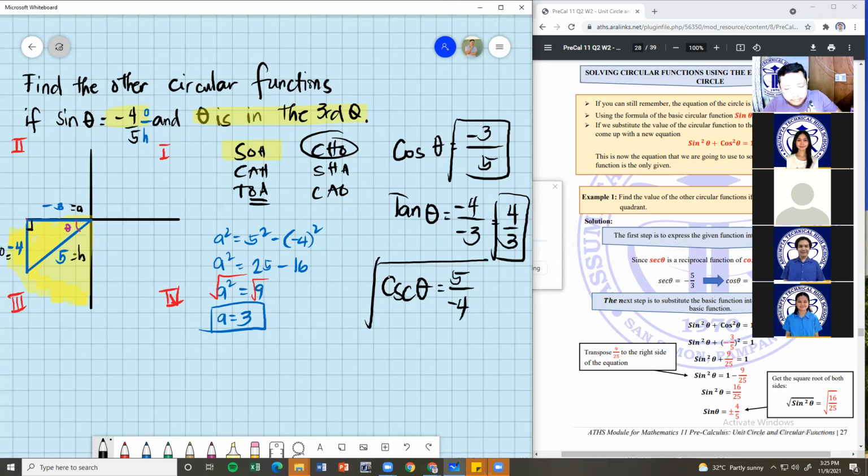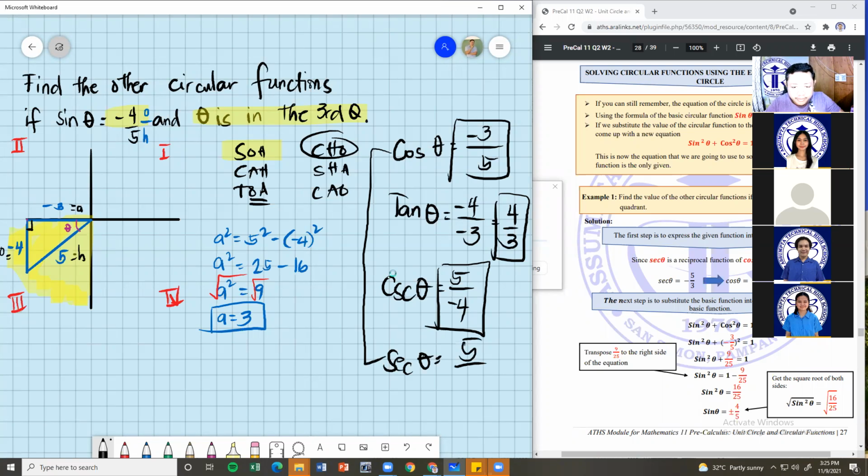Tapos, and always remember, kapareho siya nung reciprocal ni sine. Ayun, no? Ayun yung sine. Reciprocal niya, 5 over -4. Pareho lang yon. Next, secant theta. Oh, reciprocal nito will be 5 over -3. When you use the CHO SIA, that's hypotenuse, 5 over -3. Pareho lang. And finally, your cotangent theta will be equal to, kabaliktaran nito, that's 3 over 4.